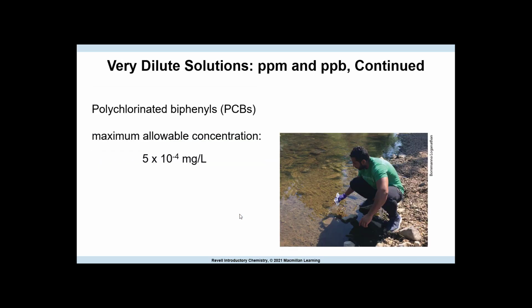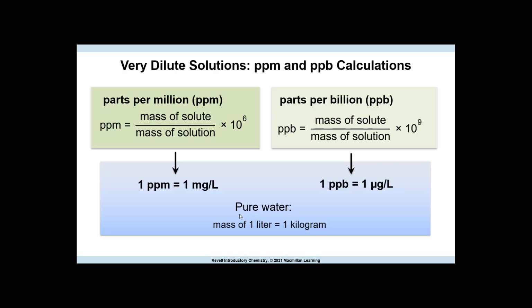So what that means is that there has to be only that much in milligrams per every liter. That's the acceptable amount that's allowed. That's the max amount that's allowed. So we're going to now look at parts per million and parts per billion. We often express very dilute concentrations in parts per million, which is ppm.